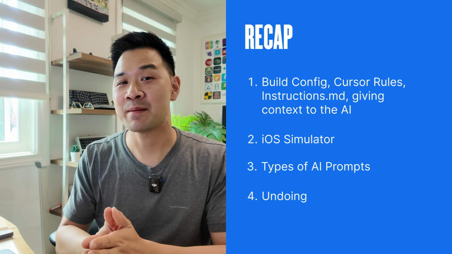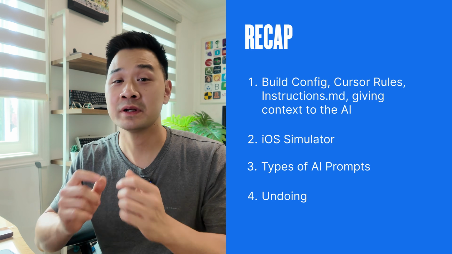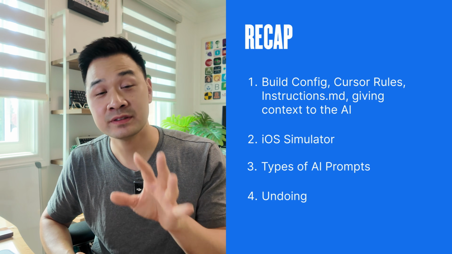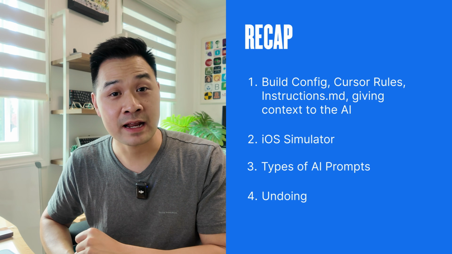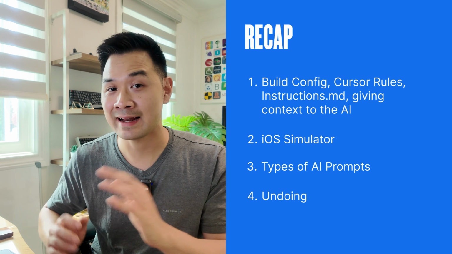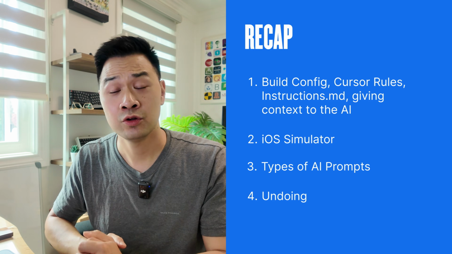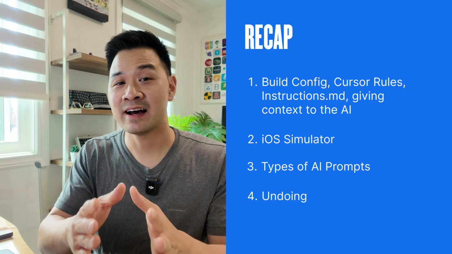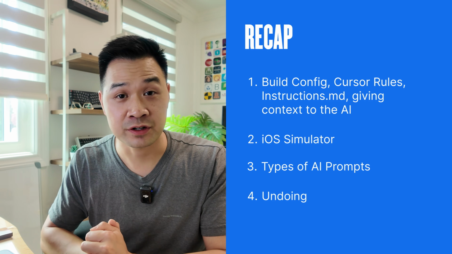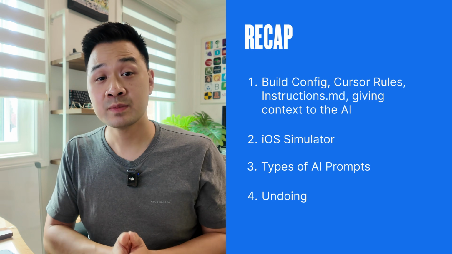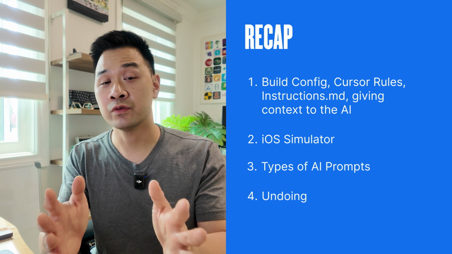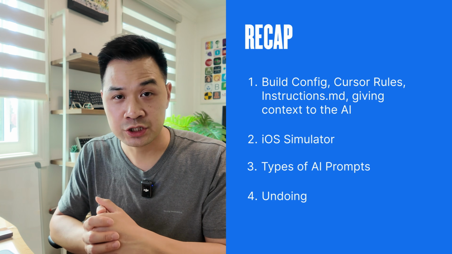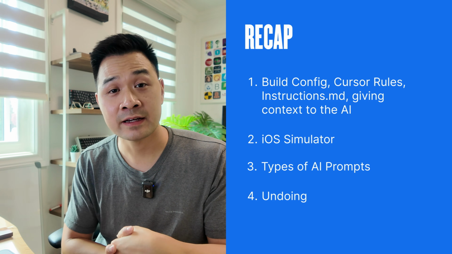Let's do a quick recap. In this part, you've learned how to open up your Xcode project inside Cursor and how to configure it by adding a build config, instructions.md, and also cursor rules so that AI can follow your guidelines. You've learned how to launch the iOS simulator and test your app. You've got a taste of prompting AI to make changes to your app. You've learned a few different types of AI prompts that will be useful for you when you're building your app. And you learned how to undo any changes and how to tell AI to help you fix errors.